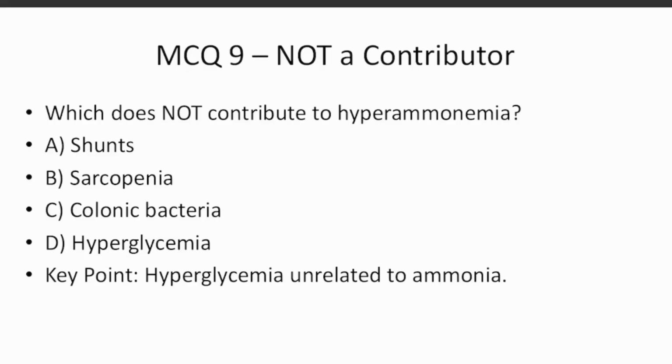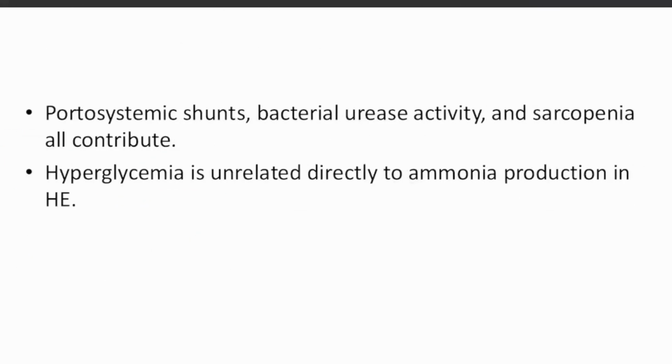Now we go to the contributors. Which does not contribute to hyperammonemia? Hyperglycemia is not a contributor. The shunt can contribute. Sarcopenia can contribute. Colonic bacteria can contribute. So autosystemic shunt, bacterial urease activity, and sarcopenia all contribute. Hyperglycemia is not a contributor. So this is a multiple response question.